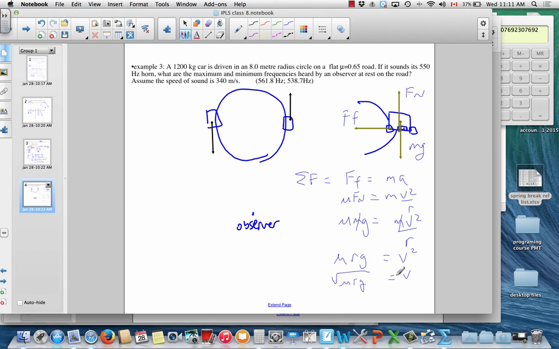Now once you've got that speed, that is the source or car speed, and you can use that to figure out what the magnitude of the Doppler effect is. So this is not core content for the course, projectile motion, inclines, and then circular motion analysis, but it's certainly something you should have seen before, and every once in a while it's worth reminding ourselves of these things.